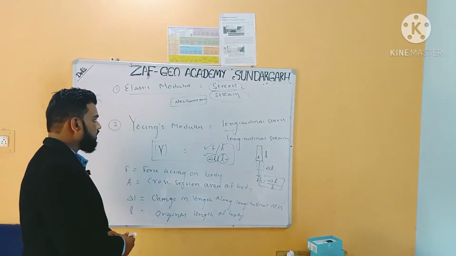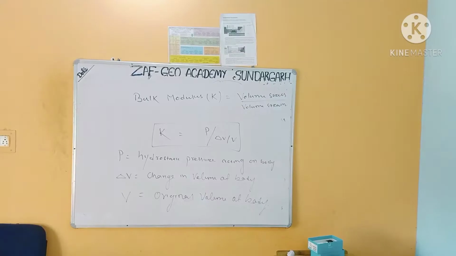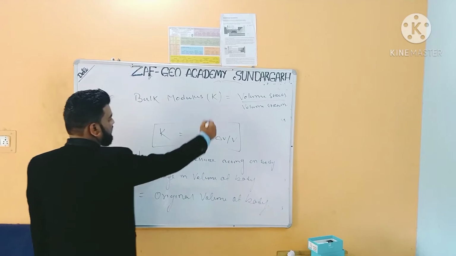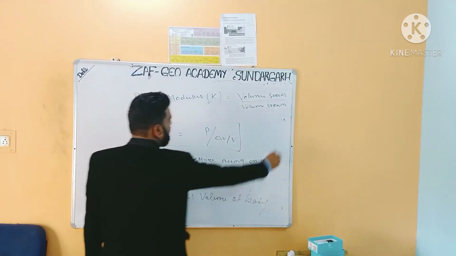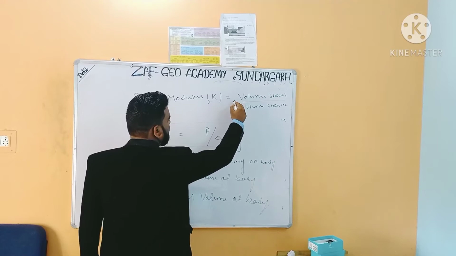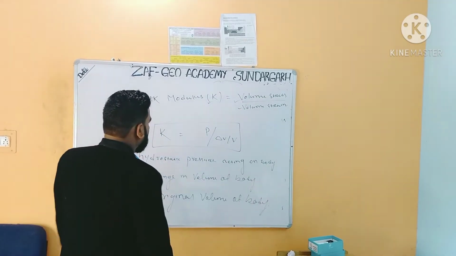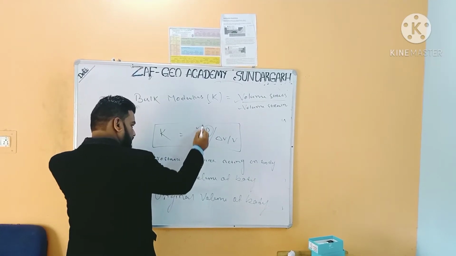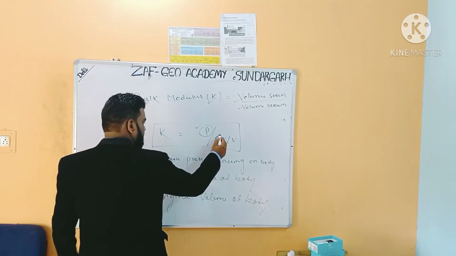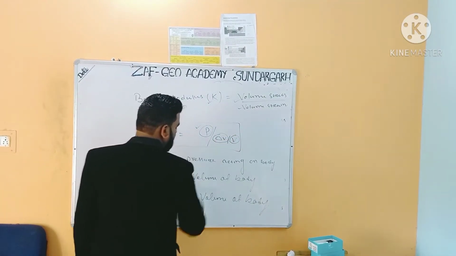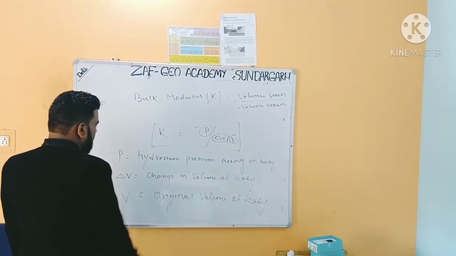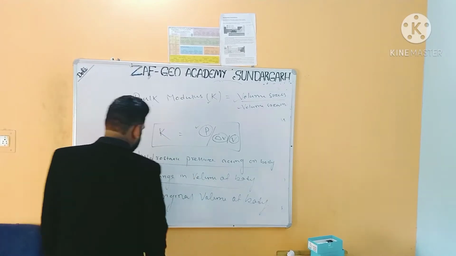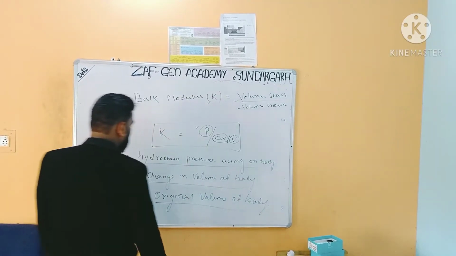Now let's move on to the bulk modulus. What is the bulk modulus? Bulk modulus is denoted by K, and this is equal to the ratio between volume stress and volume strain. Volume stress is the hydrostatic pressure acting on the body, ΔV is the change in volume, and V is the original volume of the body. Here I have written P is the hydrostatic pressure acting on the body, then ΔV is the change in volume of the body, and V is the original volume of the body.